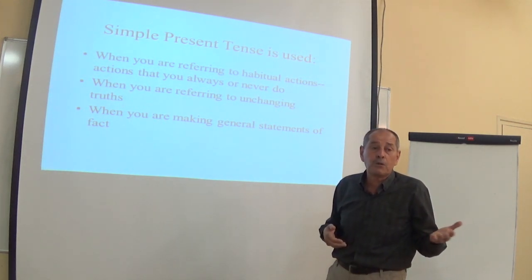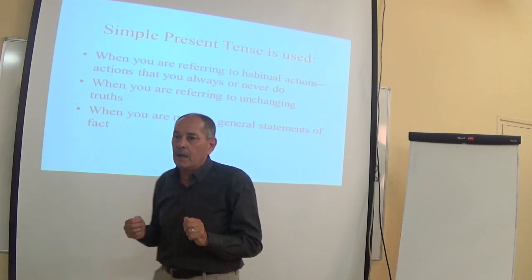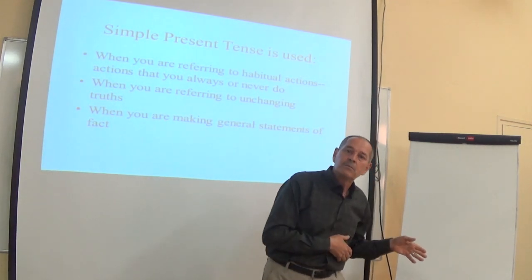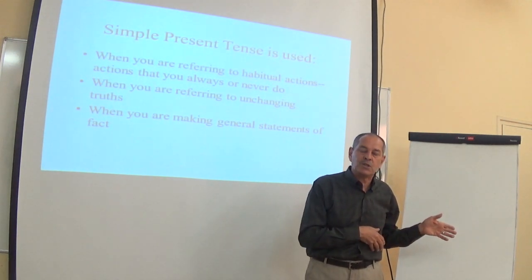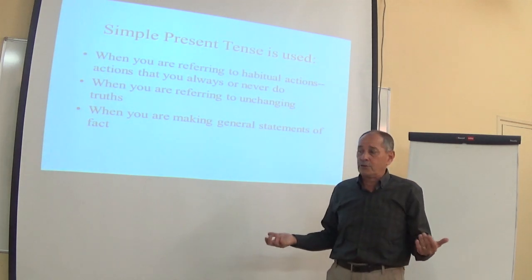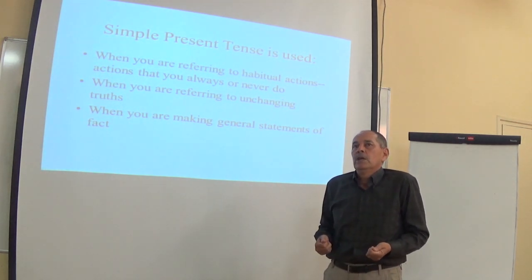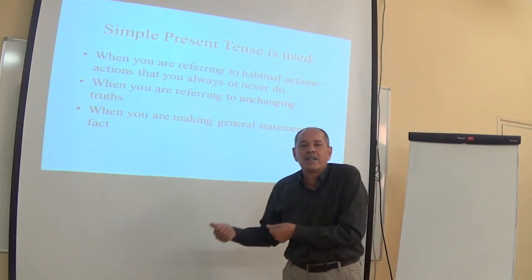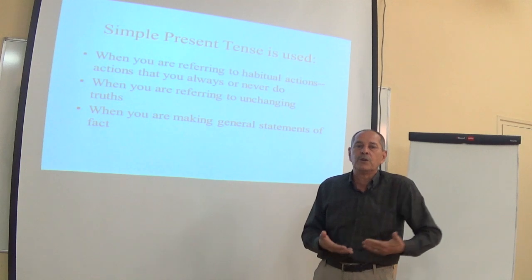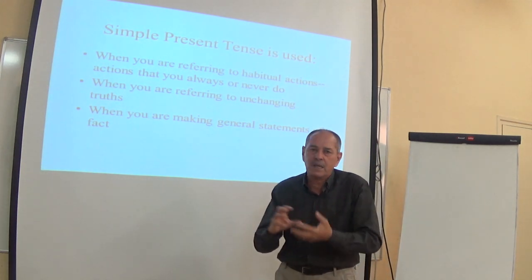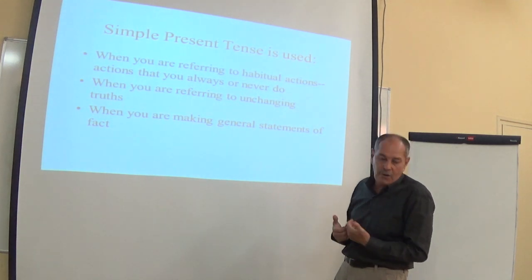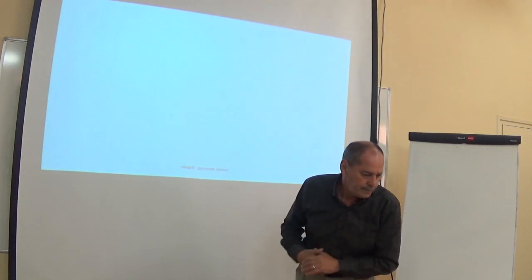Now, scientific truth, when you say, for example, bacteria are dangerous, or microbes are dangerous, viruses are dangerous. This is scientifically proved. You can say, for example, water boils at 100 degrees. So whenever you take water and you put it on fire, when it reaches 100 degrees, it starts boiling. So when you are making general statements of fact, right?